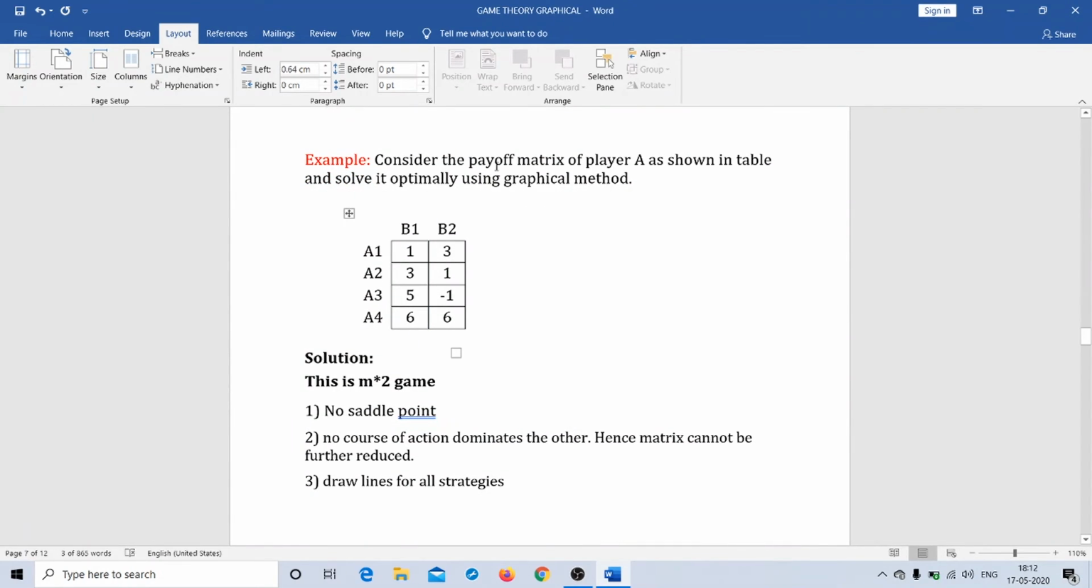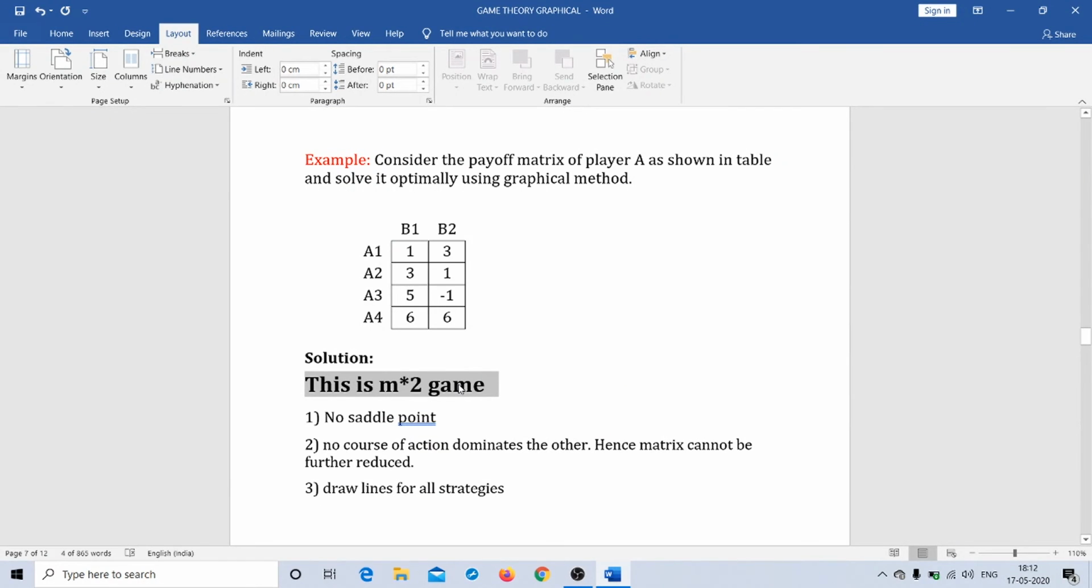So I have here, consider the payoff matrix of player A and solve it optimally. So I have 4 strategies for player A and 2 strategies for player B. So this is called an m cross 2 game. So be careful. This is called an m cross 2 game, right? Except for one point, in terms of identifying the shaded region and the intersection point, the rest of the procedure remains the same, right? So the m cross 2 procedure is by and large the same as 2 cross n. So here I observe there's no saddle point, no course of action dominates the other, hence the matrix cannot be reduced.